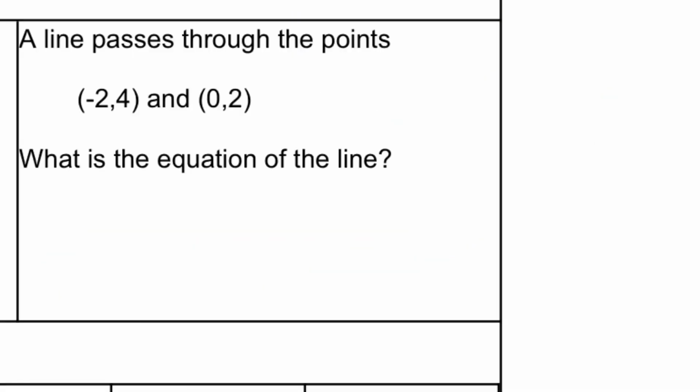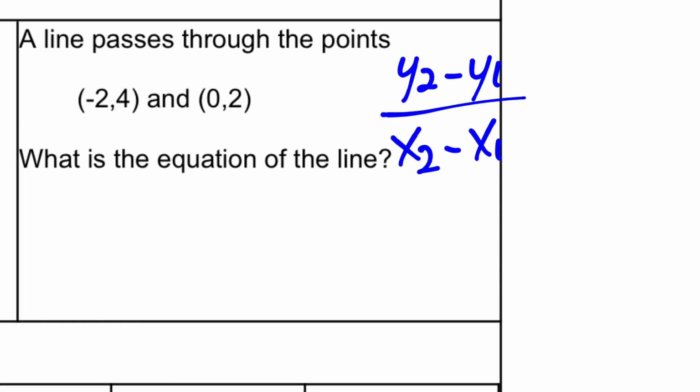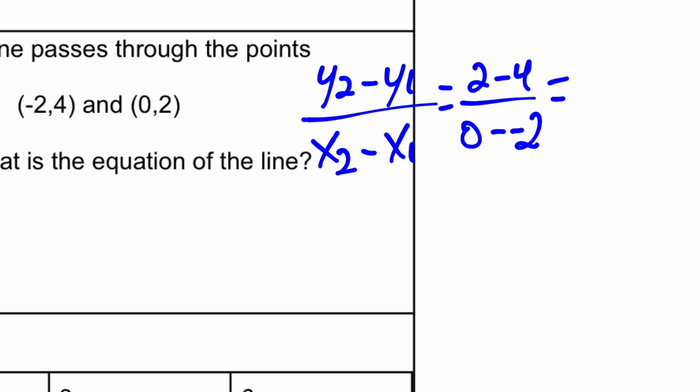Here I need to find both my slope and my intercept. So I can do y2 minus y1 over x2 minus x1 to find the slope. 2 minus 4 all over 0 minus a negative 2. This gives me negative 2 over 2. So m is negative 1.